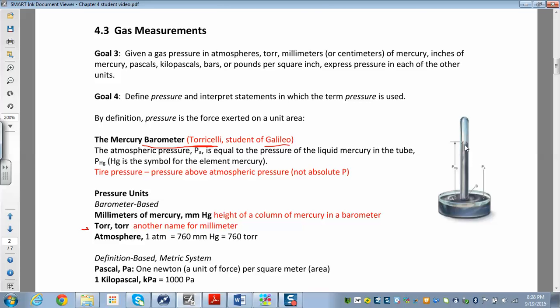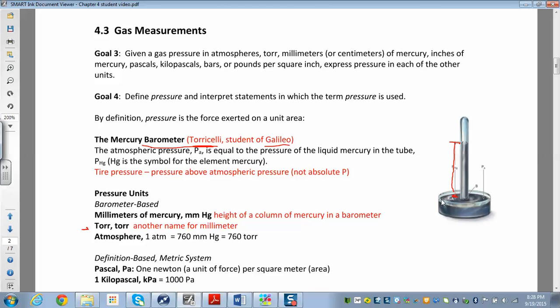So that says PHg, that Hg is mercury. He just measured the height of that column of mercury. And he noticed that it changed. It wasn't constant. He took it up on a mountain and he saw it change, and at sea level or below sea level, it was changing.